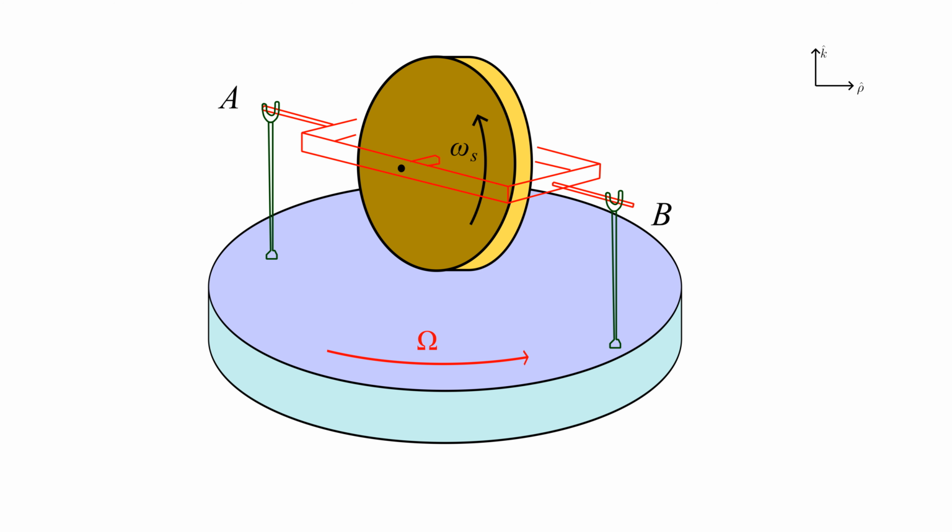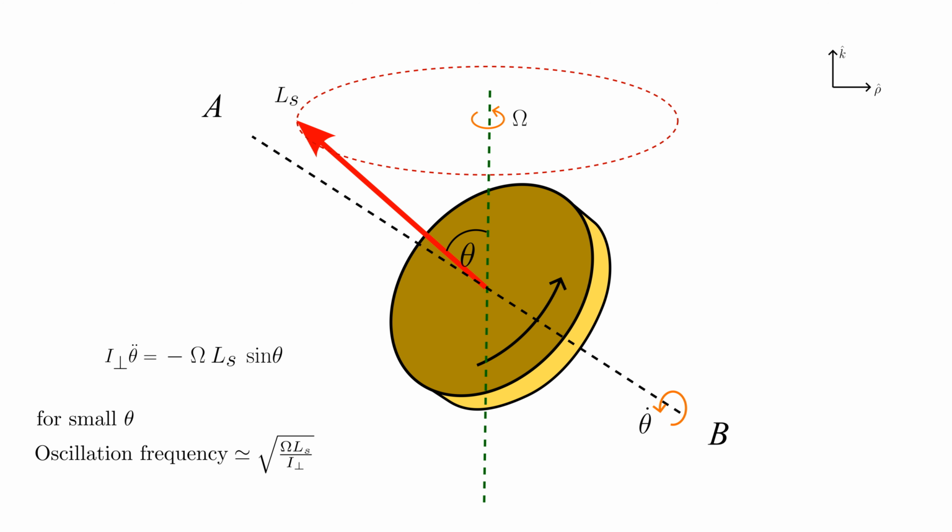Now let us try to look into the picture details with our vector notations. This green vertical line shows the rotation axis of the bottom support rotating platform with angular velocity omega. Now this spinning disc will have an angular momentum vector which is represented by this red arrow, and this red arrow can take any angle with respect to the vertical direction, which we will represent by theta. Now angular momentum Ls is precessing about the vertical axis.